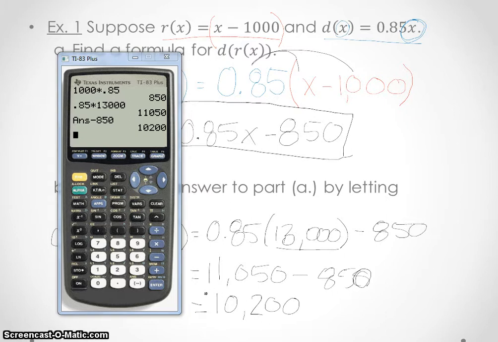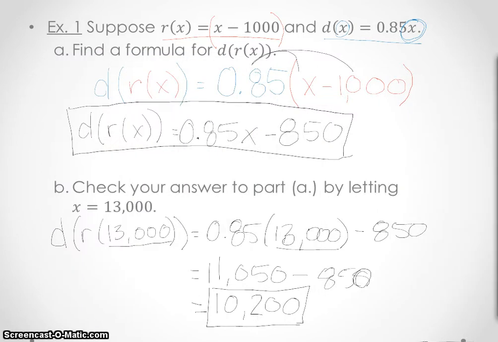10,200, which was actually the higher price if you remember. So that was what we got the first time when we did the rebate, or excuse me, the discount first and then the rebate. It was the higher of the two prices, and we preferred the other one because I would rather pay less money than more.